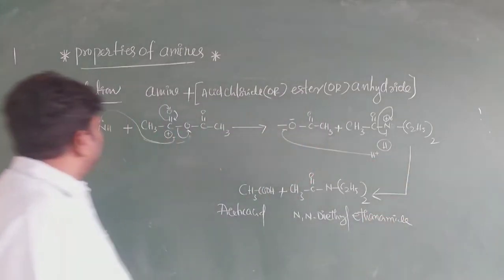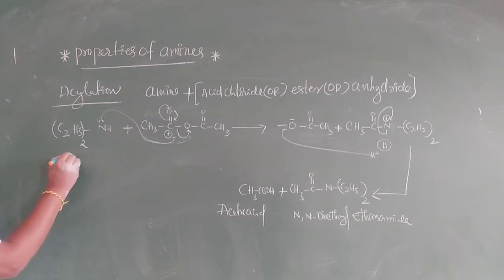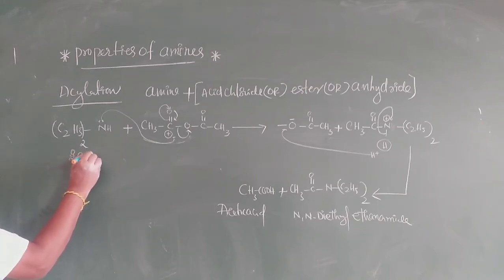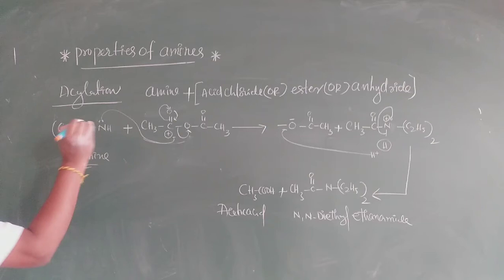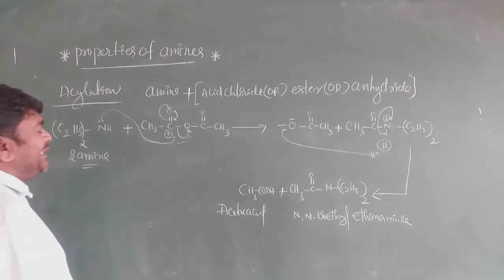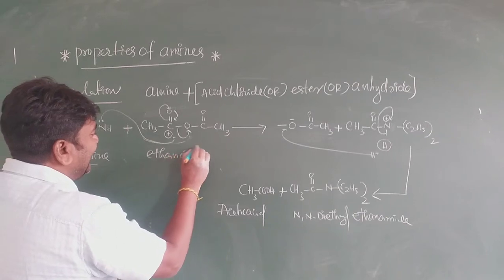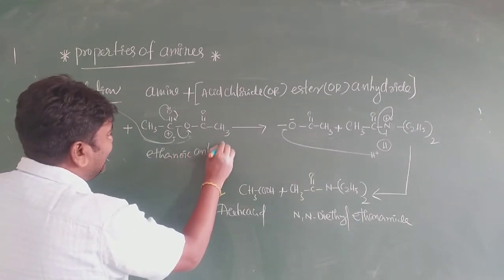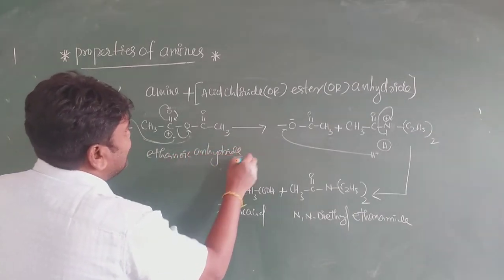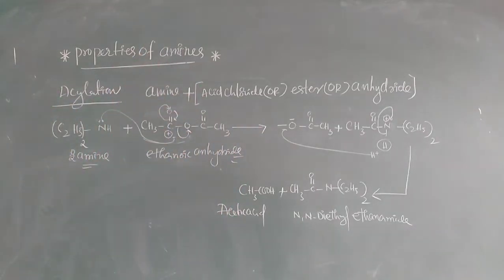Ethanamide. So now you have to see here: this is a secondary amine. Next, it is ethanoic anhydride. Similarly, you can write the same thing for an ester also. So this is the acylation. These are the acylation examples.